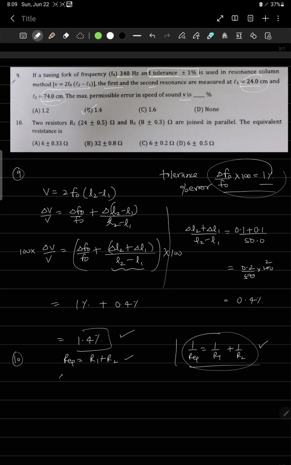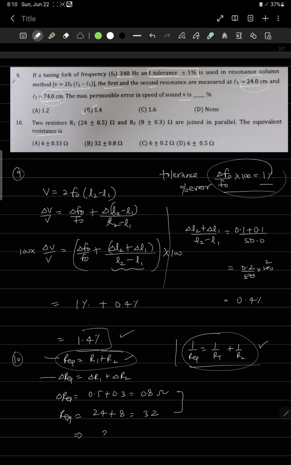So delta R equivalent is equal to delta R1 plus delta R2. Now we need to find the equivalent resistance. If we calculate, delta R equivalent is 0.5 plus 0.3, which is 0.8 ohm. And what is R equivalent? The true value, which we can calculate, 24 plus 8, which is 32. So now this is the error and this is the true value. So what is the equivalent resistance? We can say it is 32 plus or minus 0.8 ohm.